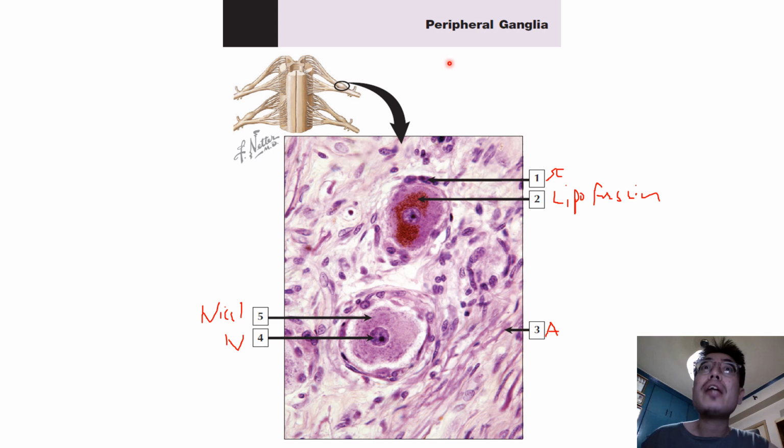Satellite cells are modified Schwann cells, and they form a continuous investment around the cell bodies of ganglion cells. One here, again, a satellite cell, and 2 is a lipofuscin stain inside the perikaryon of a ganglion cell body. 3 here, the linear structure, is actually an axon. 4 is a nucleus of a neuron, and 5 is the characteristic darkly staining Nissl substance inside a neuron.